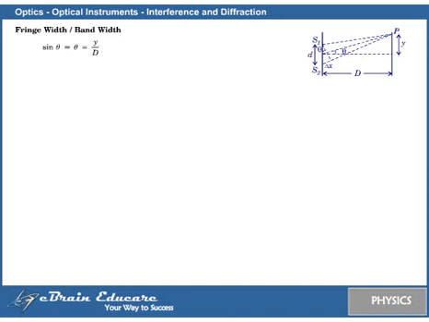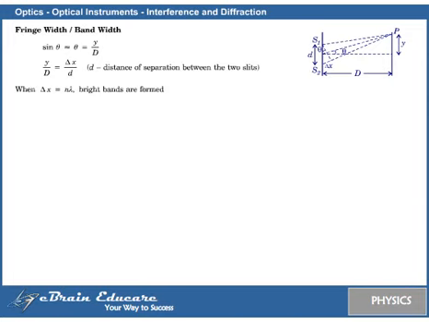So, y by capital D is equal to delta x by small d, where small d is the distance of separation between the two slits, or in other words, it can also represent the two coherent sources. When delta x is equal to n lambda, bright bands are formed. When delta x equals (2n minus 1) lambda by 2, dark bands are formed.